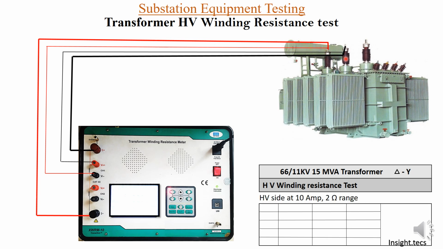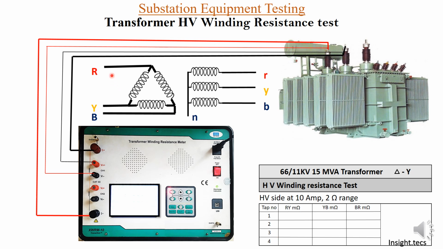So we will make a table for noting down the readings of the test, and we have to make sure that while we are doing the test for HV side, we have the settings of 10 amperes and 2 ohm range inside the kit. We will take this test on each and every tap because on different taps the resistance value will be changing. We will do the measurement between RY, YB and BR phases. So let us take the test on the tap number 1.